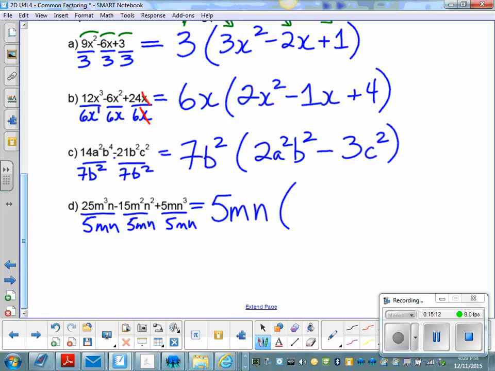And when I do that, I'm going to get 5m squared minus 3mn plus, and you can see in the last one here, we've got 5 divided by 5, so they divide each other out. We've got m divided by m, so they divide each other out. And if I subtract the exponents on the n's, I get n squared. Okay, so that's how we do the common factoring.